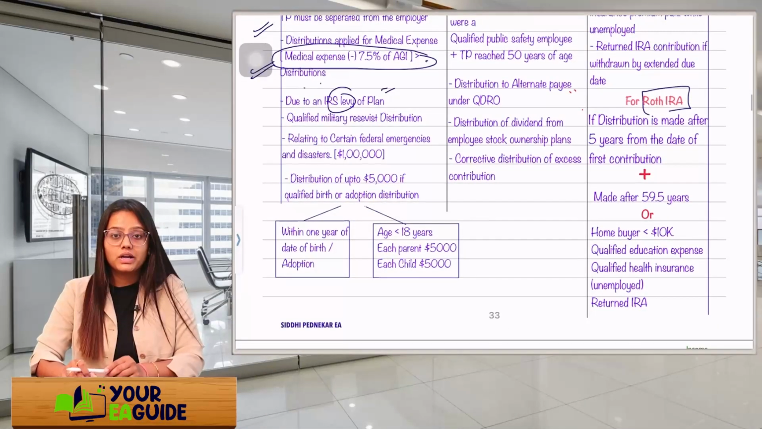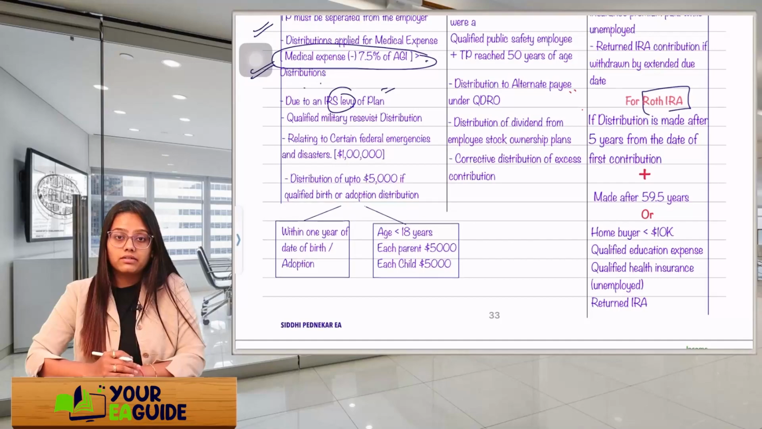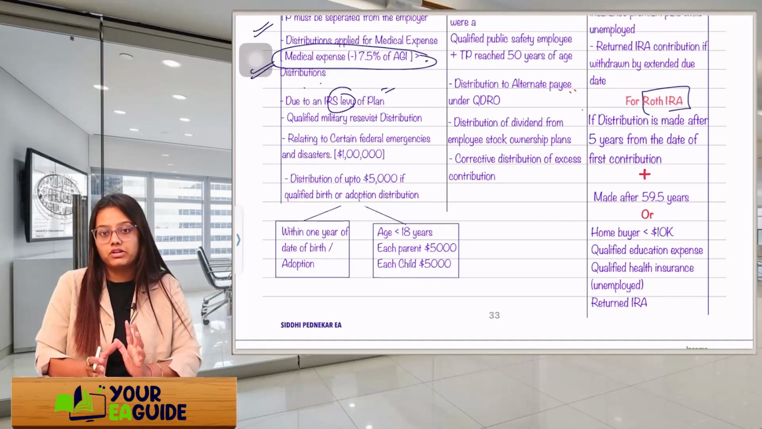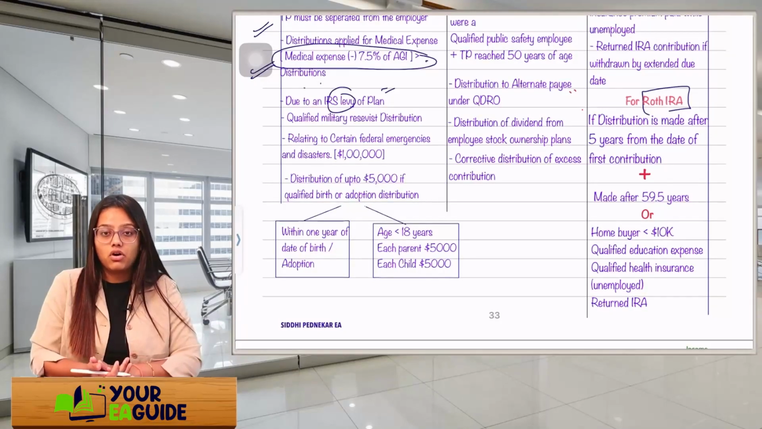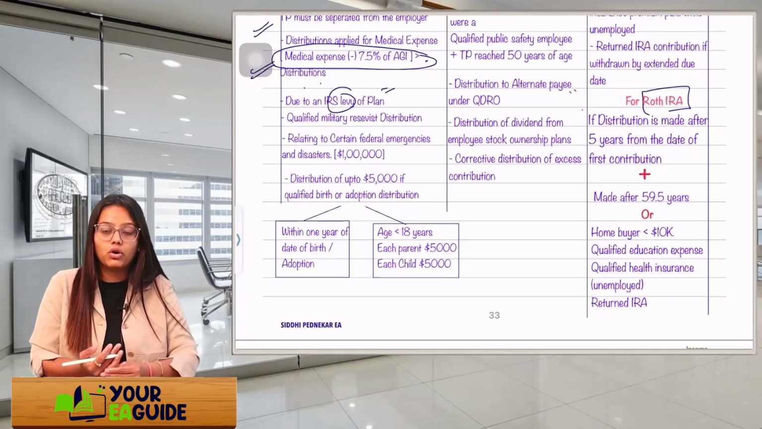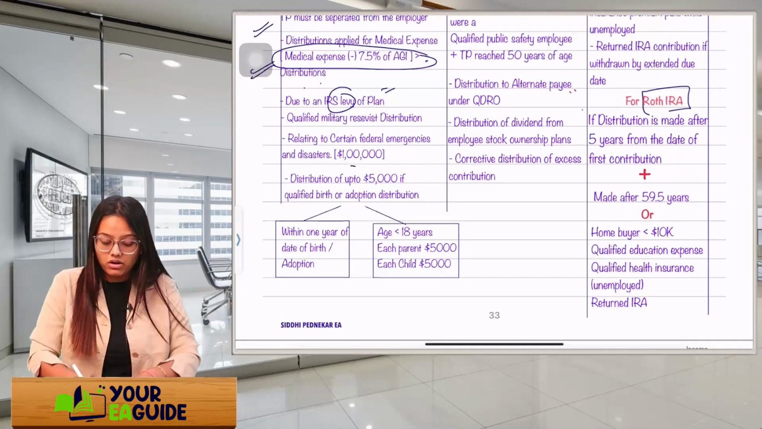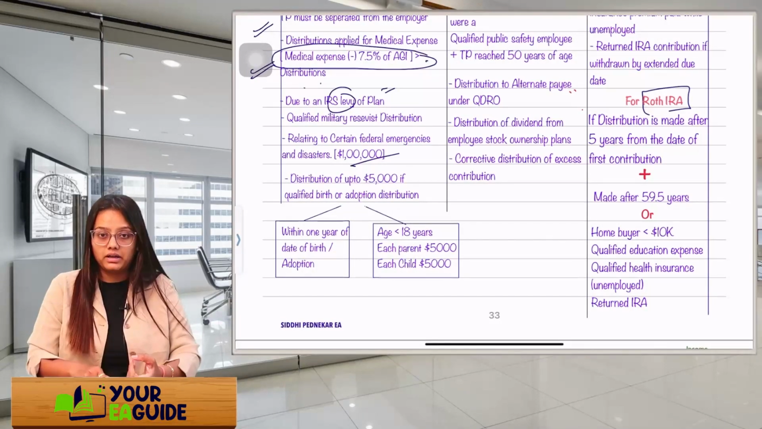The second last one is relating to certain federal emergencies. Let's say due to some federal disaster there is a loss of property or anything, and you want to withdraw the amount to recover that loss. Up to $100,000 you can withdraw without any penalty.